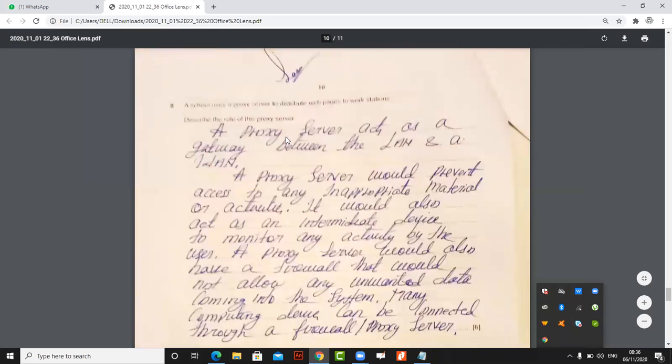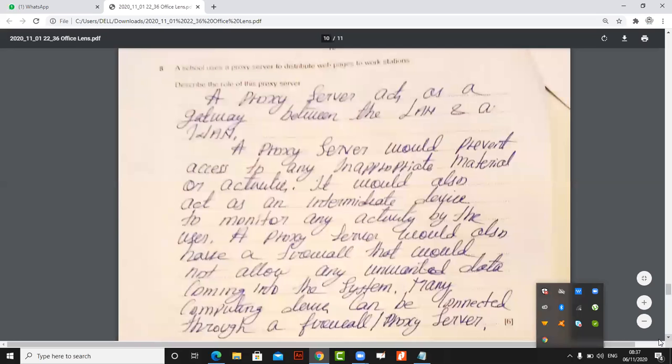A school uses a proxy server to distribute web pages to workstations. Describe the role of a proxy server. Well, we have discussed this. A proxy server basically comes in between your WAN and LAN. In between, we have a proxy server. A proxy server helps you not allow unwanted data to go inside a LAN.